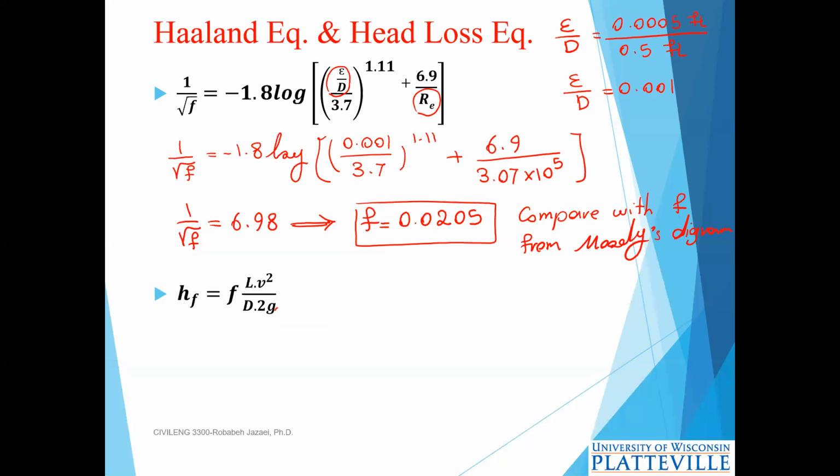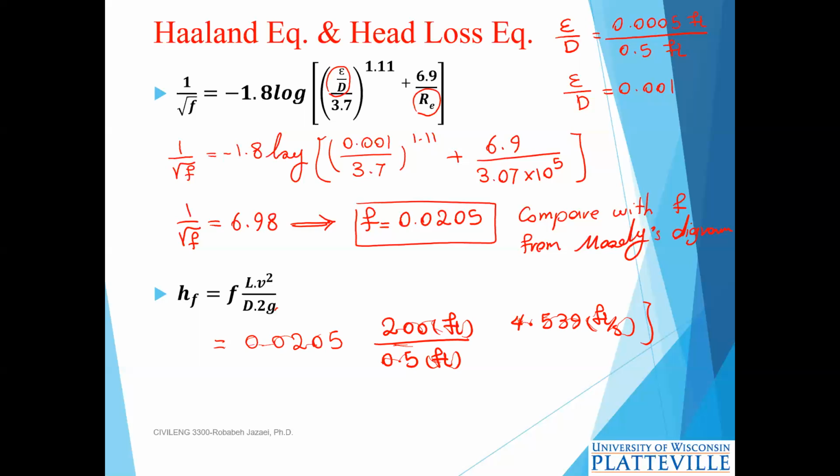Now I have friction factor, length, diameter, velocity, and gravity. I can find the head loss. So let's substitute the number. Friction factor is 0.0205. It's dimensionless. Multiply, we have a 200 feet pipe over the diameter, which was 5 feet. Multiply the velocity, I found it from continuity equation, which is 4.539 feet per second.